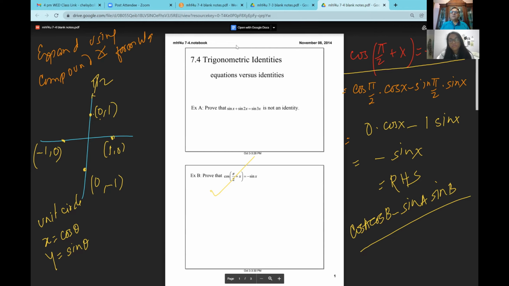So we get cos pi by 2 times cos x minus sin pi by 2 times sin x. Cos pi by 2 is 0 and sin pi by 2 is 1. So we get 0 minus sin x as shown here, correct? That's how you'll do it. So start with left hand side and you get the right hand side. Okay. Perfect. So let's move on. Take the next question.